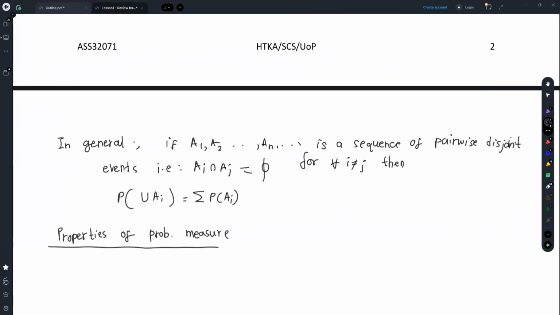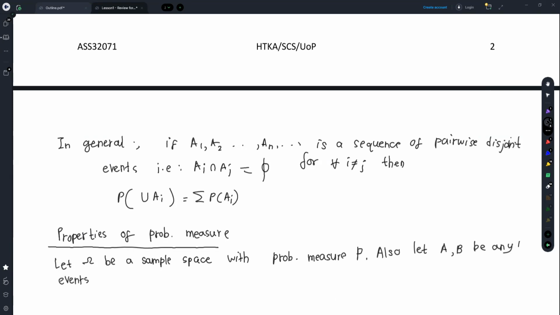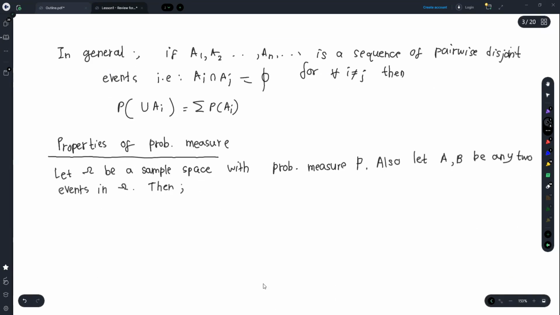Right? So if we look at the properties that you already know, there are certain things that we use in calculations, right? So if we define sample space omega with the probability measure P, and also let's define events A and B, any events in omega, say any two events in omega, then you can define the following, right? So these are properties that we use in calculations.